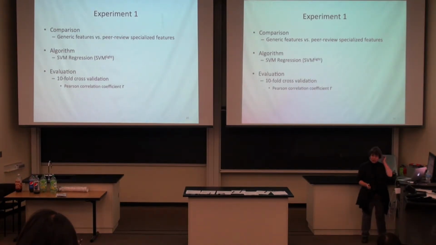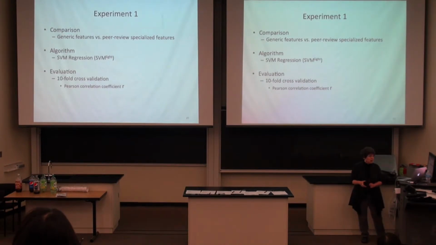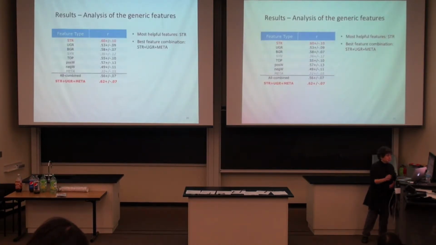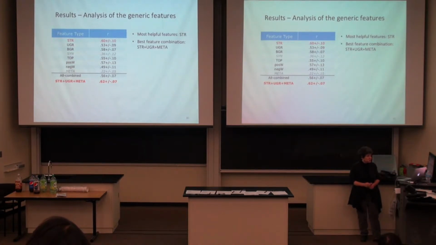Our experimental setup followed the original Kim paper where we got the generic feature set from, which used SVM regression as a learning algorithm and tenfold cross-validation to get the quantitative figures, and the evaluation metric was a Pearson correlation, which is the R value, where higher is better. And so here are the results.